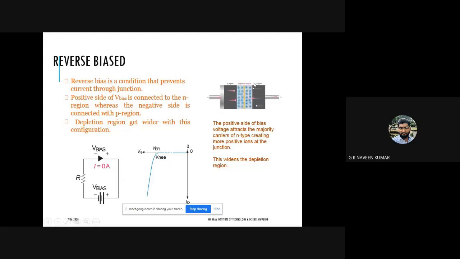In reverse bias condition, the depletion region width is directly proportional to the bias voltage. As you keep on increasing the bias voltage, the width of the depletion region increases. When the width of the depletion region increases, there is a very small chance for flow of current from P to N. This is how reverse bias works.